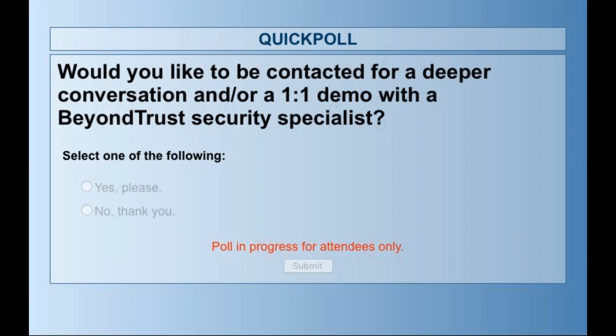Let's go ahead and dive into a couple of questions. Morey, so this came in for you about BeyondTrust. So how does BeyondTrust discover privileged accounts?